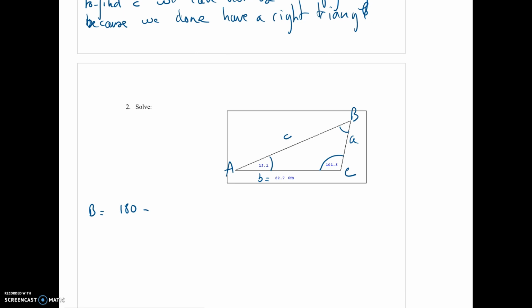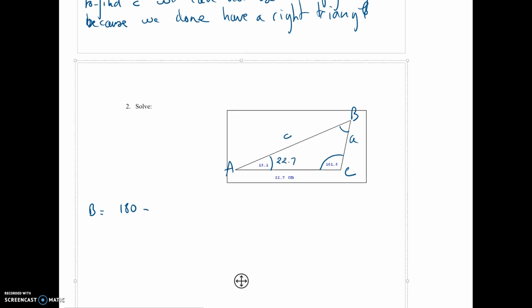I think there is a tiny mistake. B is not equal to 22.7 centimeter. The angle right here is 22.7 degree, when the distance is supposed to be 15.1 centimeter. Therefore, if I want to calculate my angle B, it's going to be 180 minus 101.5 minus the 22. So right here, this is not the angle. The angle is 22.7 degree.